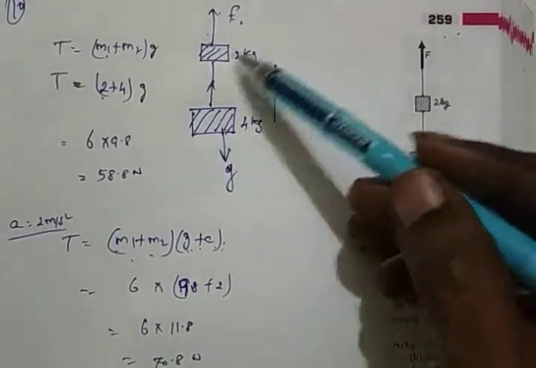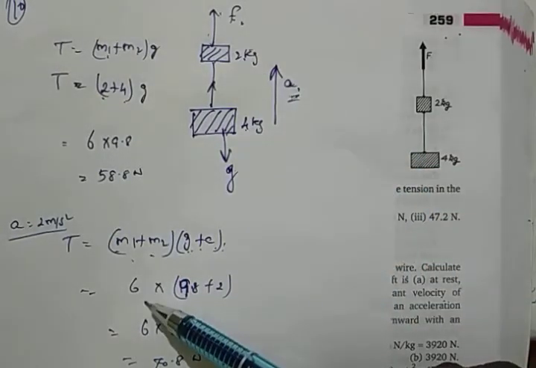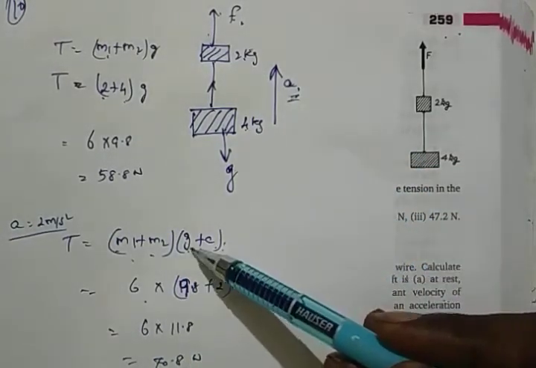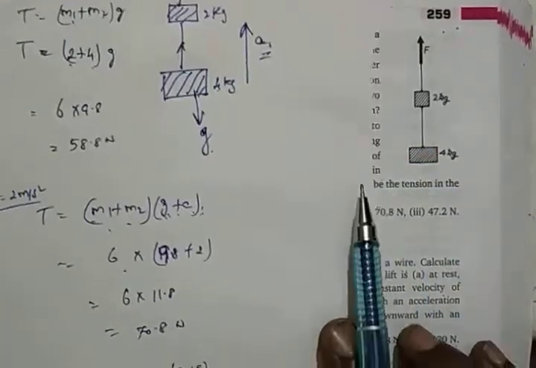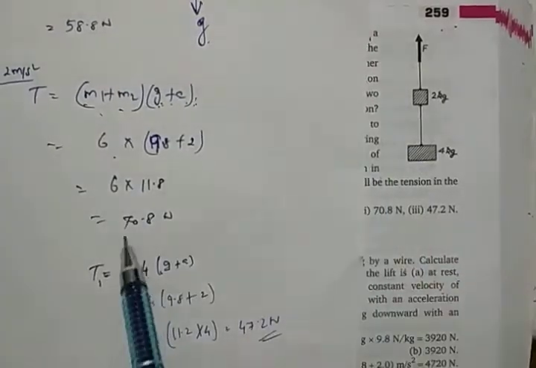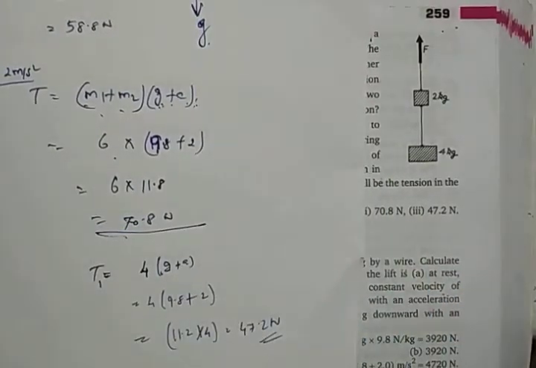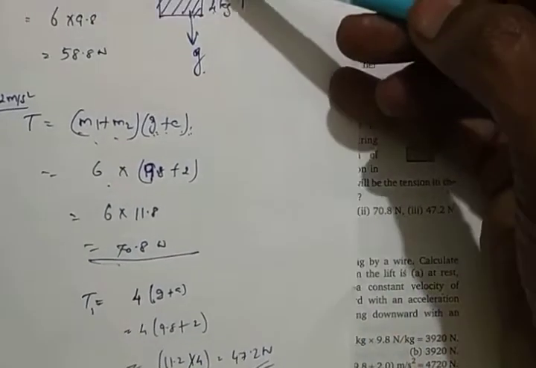So the total mass is 2 plus 4, which is 6 here. And then it is g plus a. So 9.8 plus a, which is 2 meter per second square. So you get 70.8. Now what will be the tension between them?